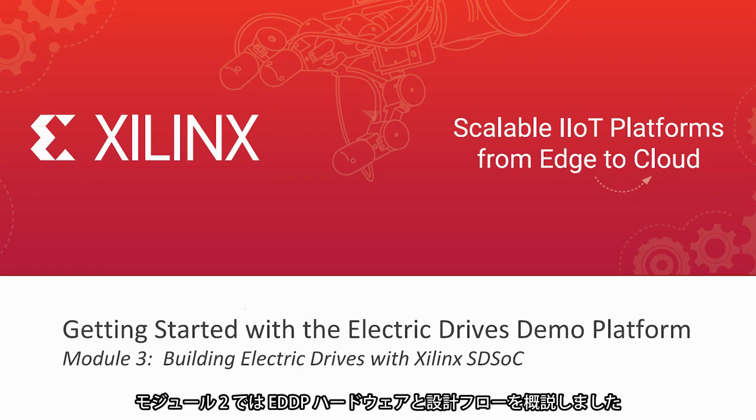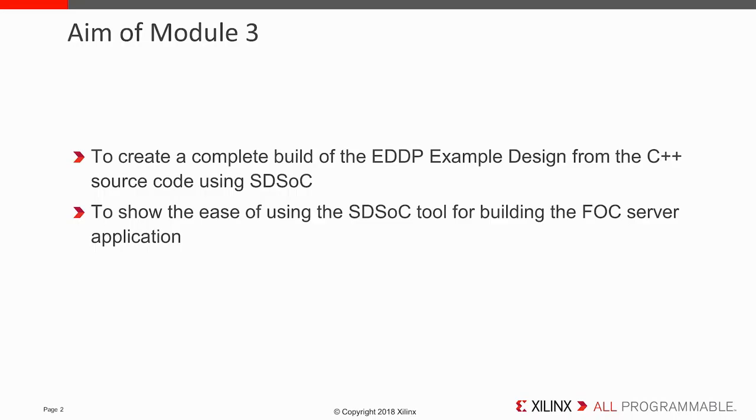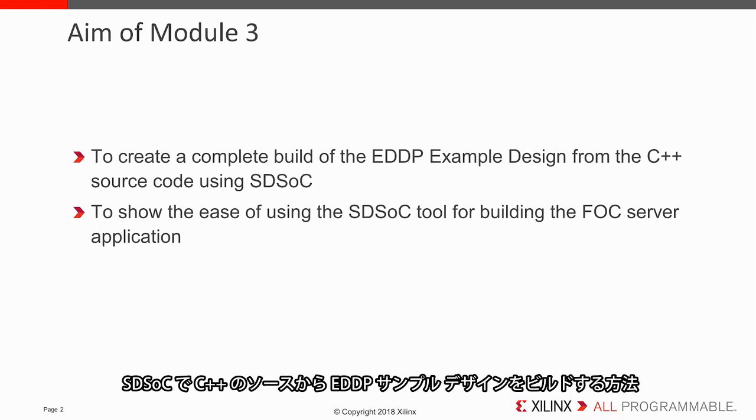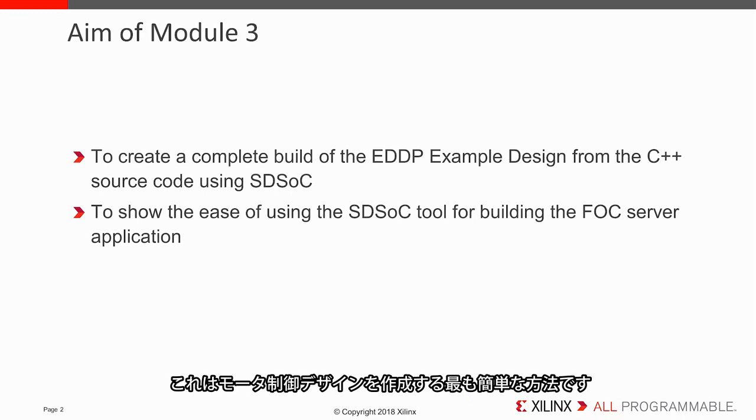In the last module, we saw the overview of the eDDP hardware and design flows. We encourage you to check out the previous module before engaging with this module. The aim of this training module is to create a complete build of the eDDP example design from the C++ source code using SDSoC, and also to show the ease of the SDSoC tool for building the field-oriented control server application. In other words, the easiest way to create a motor control design in a Xilinx device.